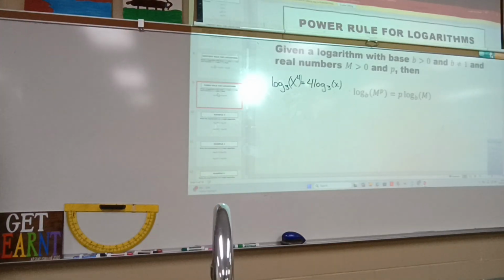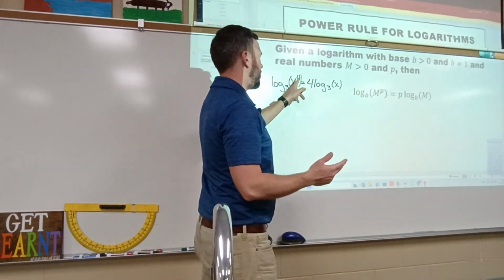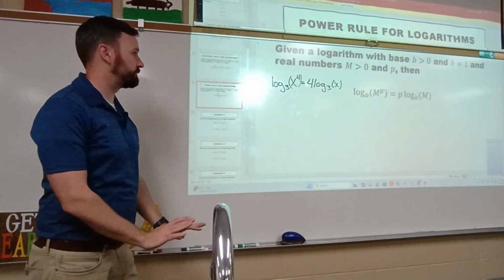Adding, you multiply. Subtracting, you divide. Multiplying, it's a power. Same thing as your exponent rules.